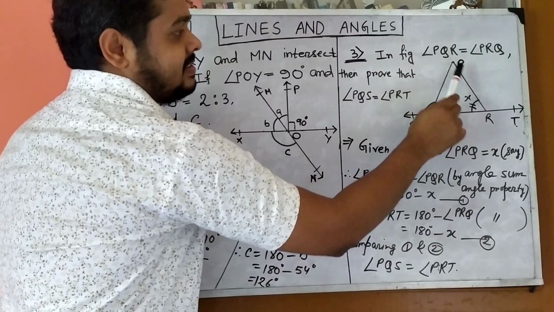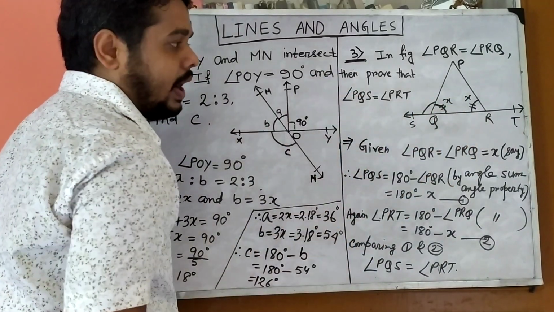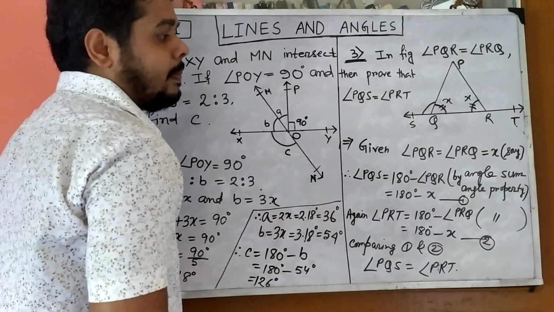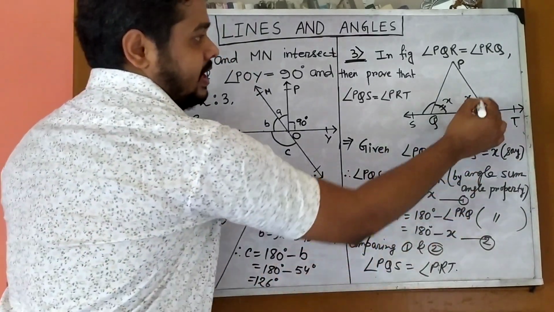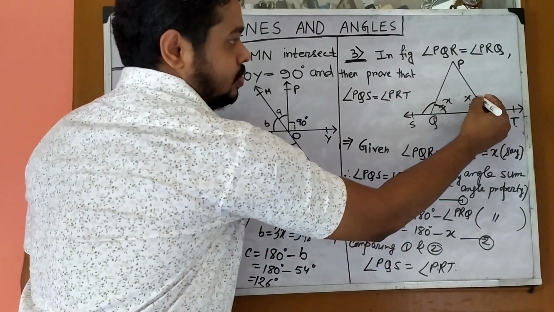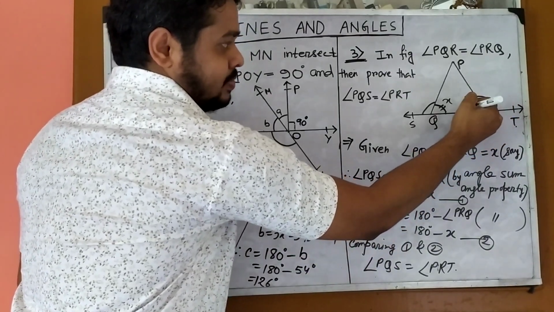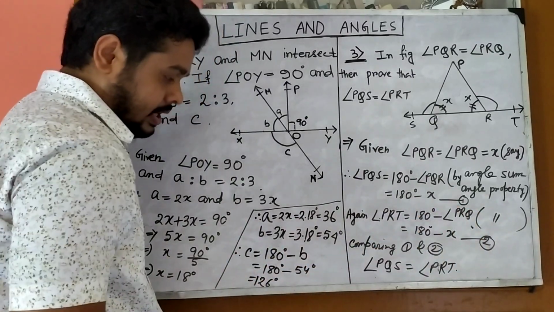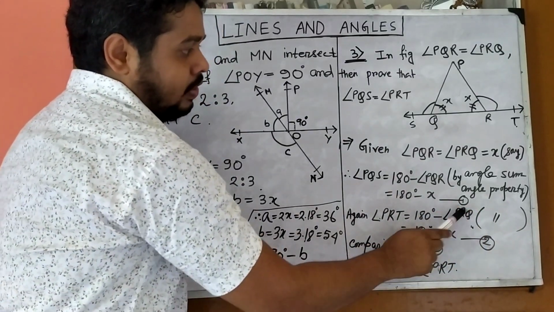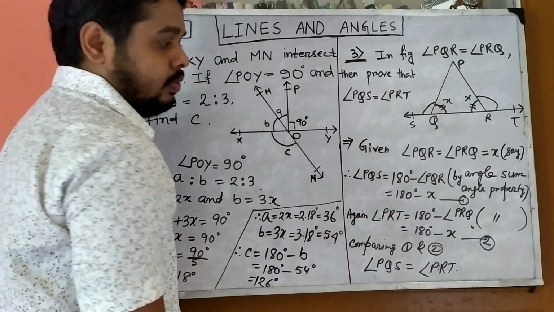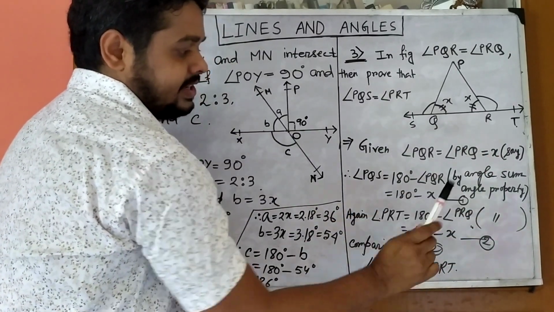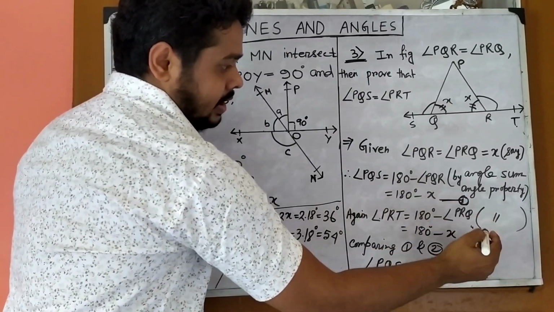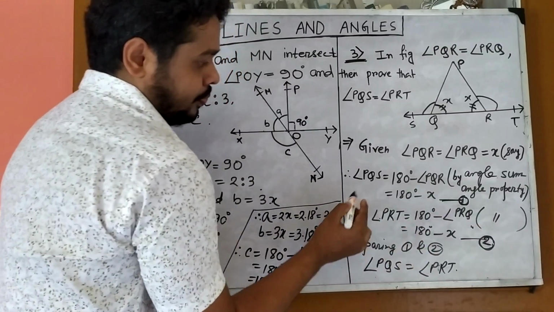Similarly, angle PRT equals 180 minus angle PRQ. Why? Because PR is standing on QT. So by angle sum property, the whole one is 180 minus angle PRQ, and value of PRQ we already assumed is x. So 180 minus x. Now this one is equation 1 and this is equation 2.